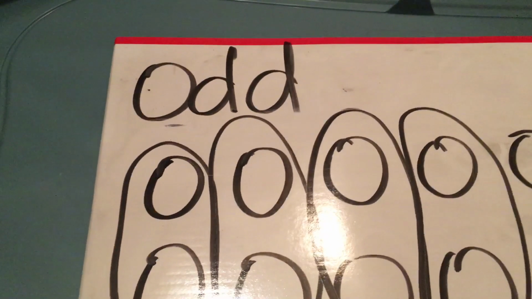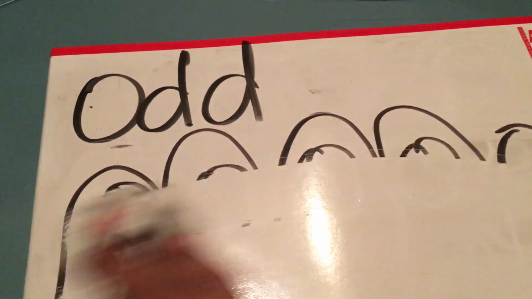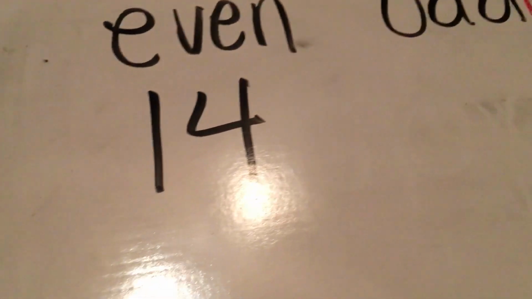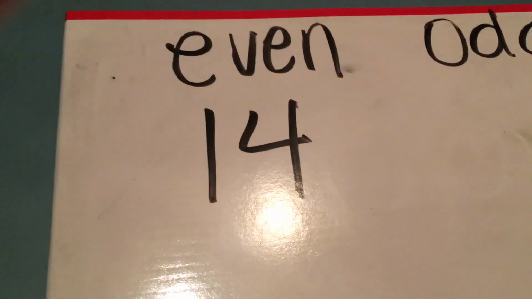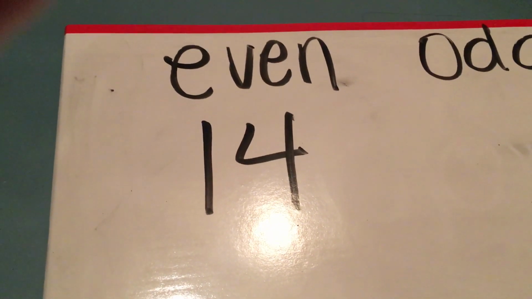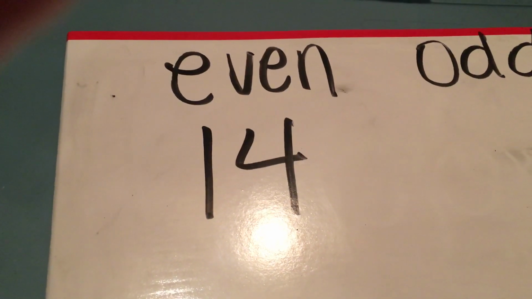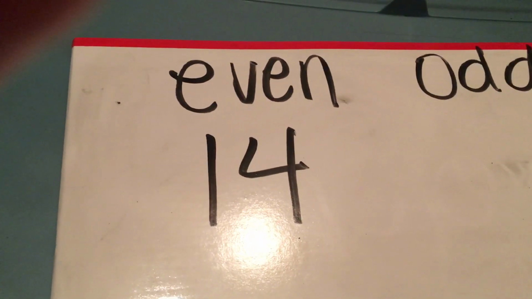All right, now let's see. How about if we have a 2-digit number? So let's look at 14. And we're going to figure out whether 14 is even or is it odd. So here's a trick. Whenever you have more than 1 digit, you always look at the last number to figure out whether your number is even or odd.